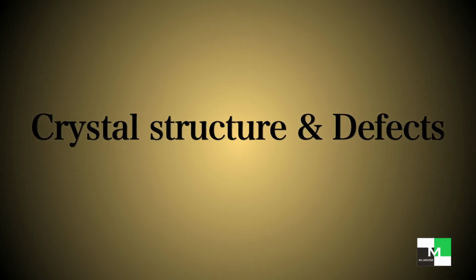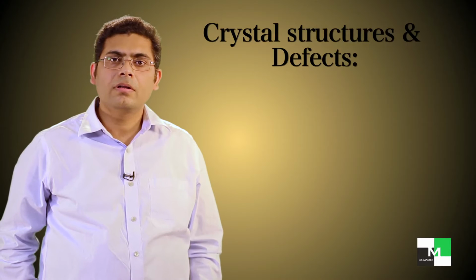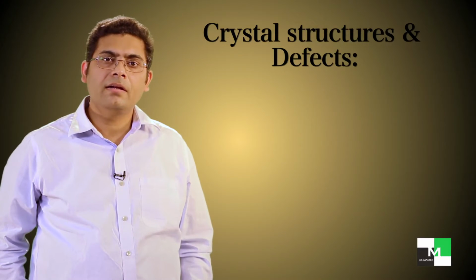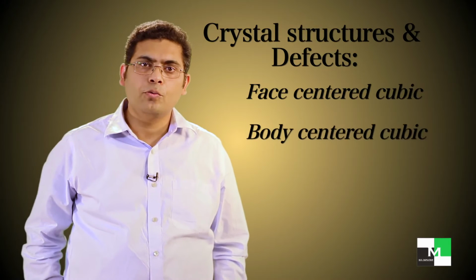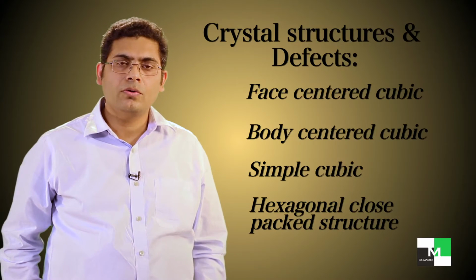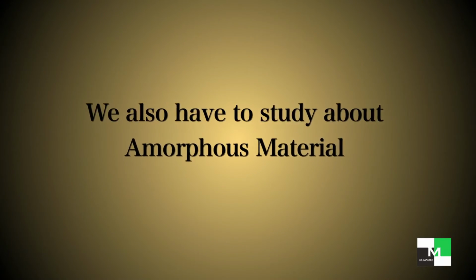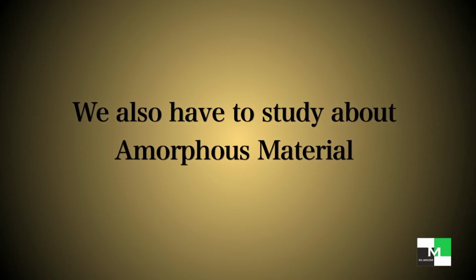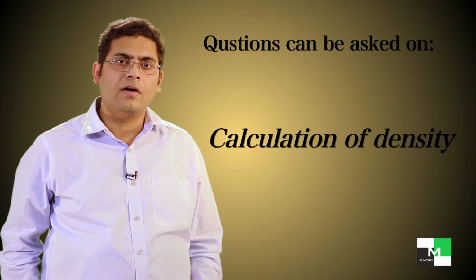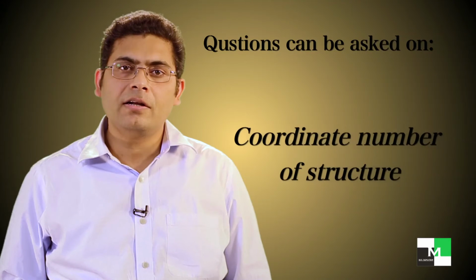The second topic would be crystal structure and defects. In this topic, we have to study about the various types of crystal structure like face centered cubic, body centered cubic, simple cubic, and hexagonal close packed structures. Also, in this topic, we have to consider the various defects in the crystal lattice. We also have to study about the amorphous material that we have, and also we can be asked questions about calculation of the density, calculation of the atomic packing fraction, coordination number of the structure.